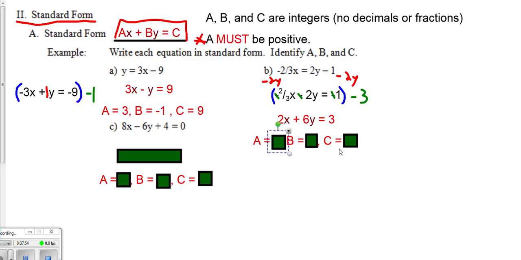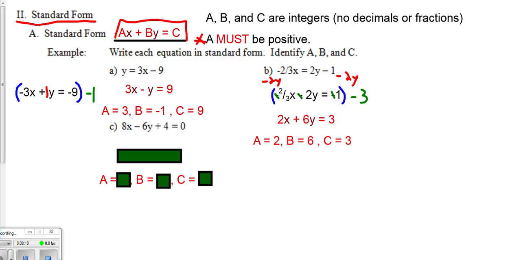Now, a is just the piece in front of x, so it's 2. B is the piece in front of y, so it's 6. C is the piece on its own, this constant at the end, so it is 3. That would be standard form, and identify A, B, and C.